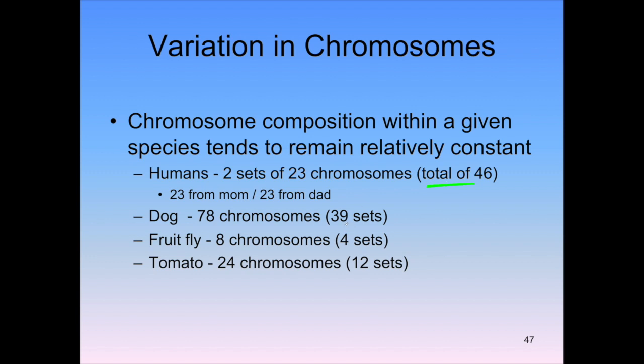Dogs have 78 chromosomes. They have 39 sets. Fruit flies have 8 chromosomes, or 4 sets, and tomatoes have 12 sets, or 24 chromosomes. So you can see dogs have many more chromosomes than we do.